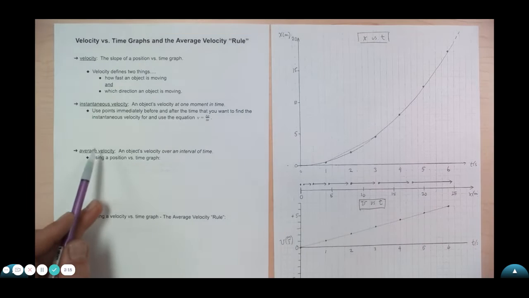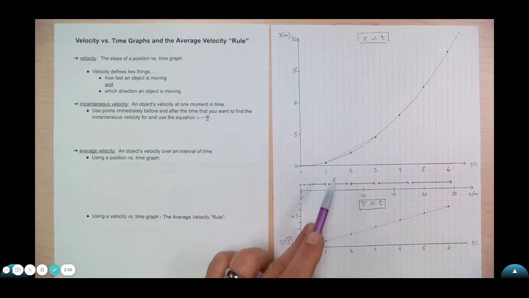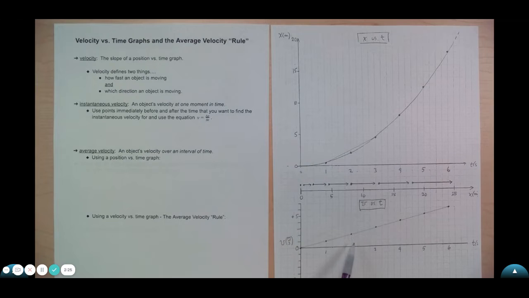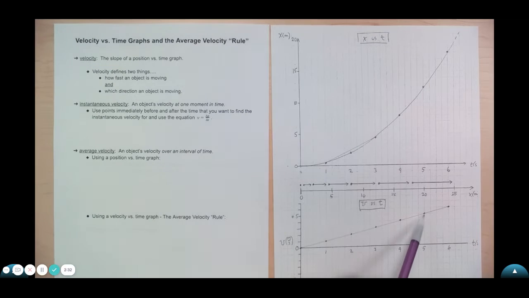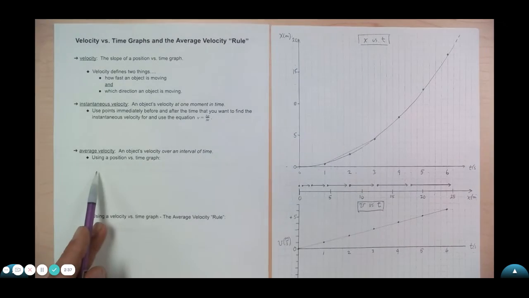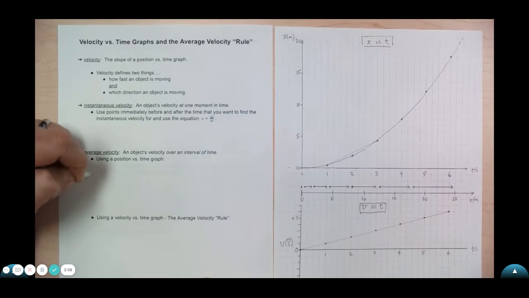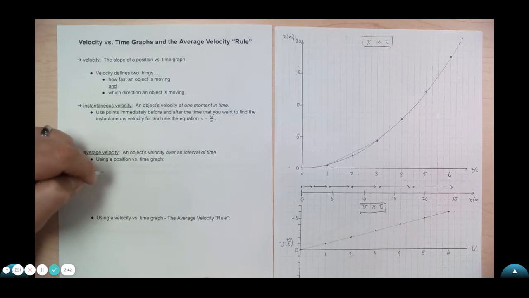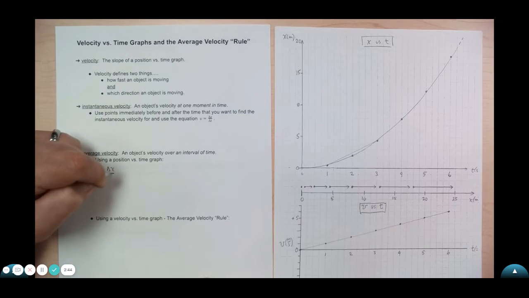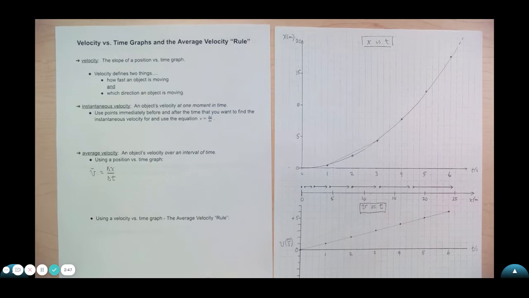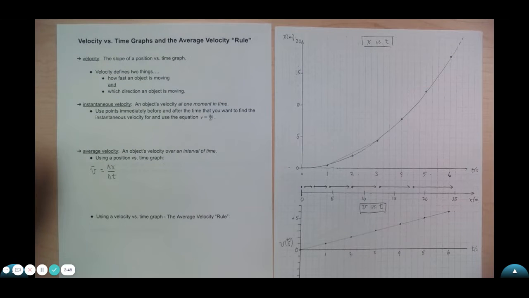Well, I want to revisit this notion of average velocity, because not only does it apply to a graph that looks like this, you can also figure out an object's average velocity from looking at this. This graph tells you how fast the thing is going at any given point in time, but you can also speak in terms of averages. So let's go back to what we know here. Average velocity, v bar, is equal to displacement over time.